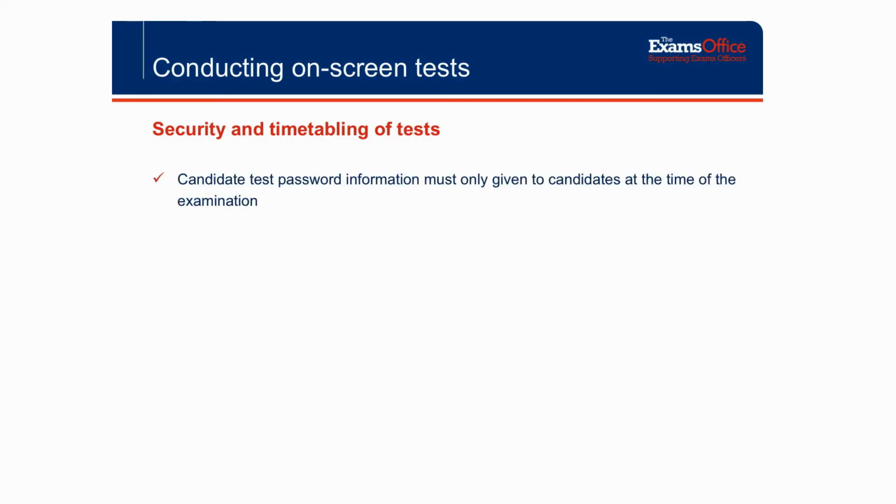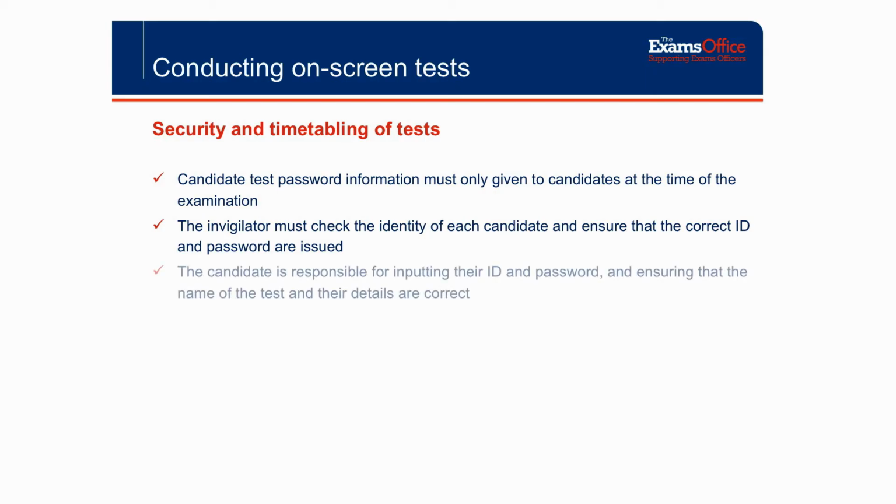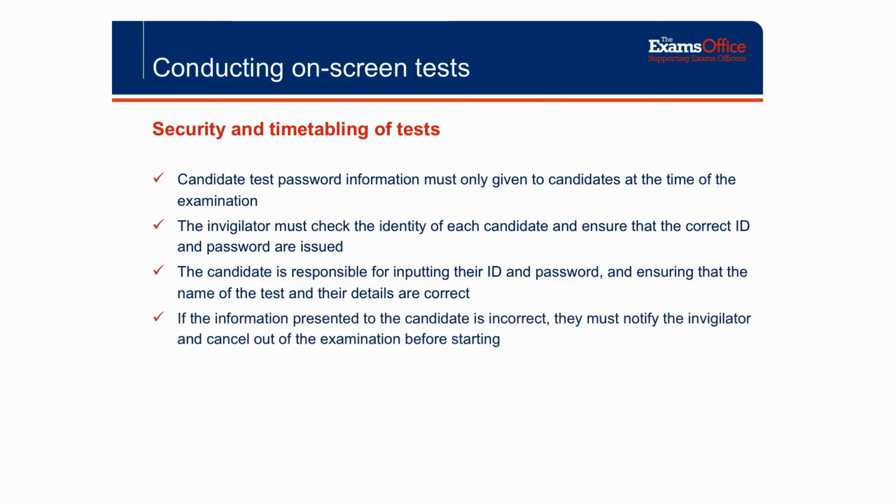Candidate test password information must only be given to candidates at the time of the examination. The invigilator must check the identity of each candidate and ensure that the correct ID and password are issued. The candidate is responsible for inputting their ID and password and ensuring that the name of the test and their details are correct. If the information presented to the candidate is incorrect, they must notify the invigilator and cancel out of the examination before starting. The invigilator must give the candidate the correct ID and password in order to access their examination. If a candidate sits an examination in another candidate's name, whether or not it's intentional, this may constitute malpractice.